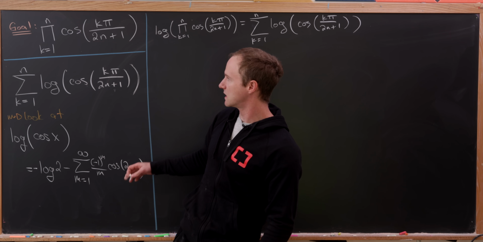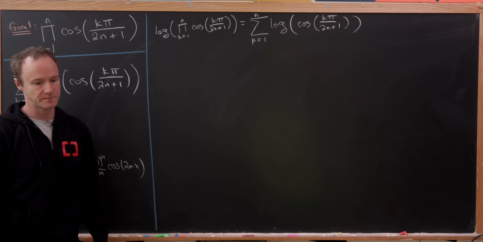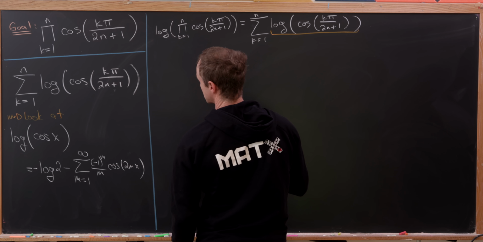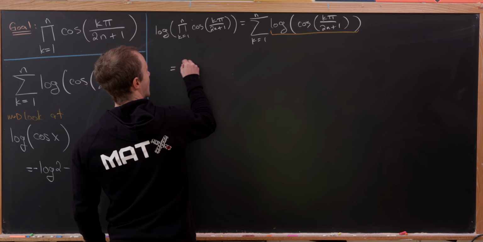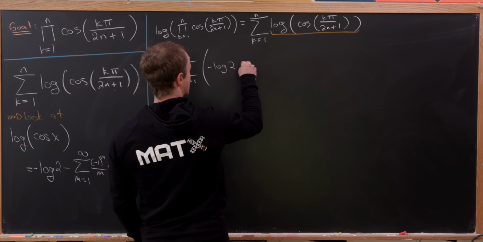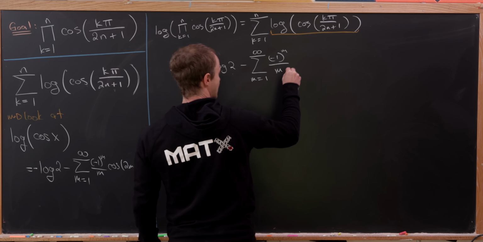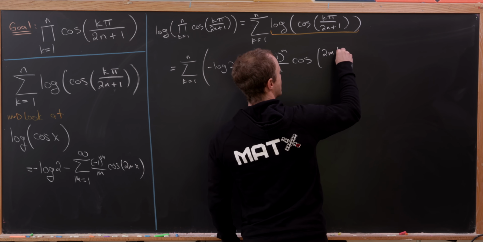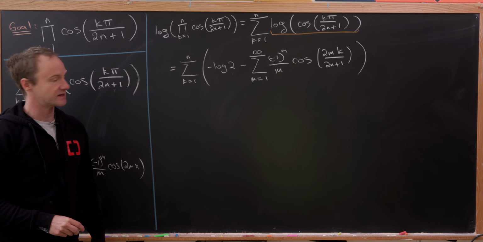Okay, so using this tool again, let's recall that we can take the logarithm of our goal product and it turns into the sum of those logs like we talked about before. And now I'll replace this log of cosine k pi over 2n plus 1 with this formula right here. So that's going to end up giving us the sum as k goes from 1 to n of minus log of 2, and then minus our sum as m goes from 1 up to infinity of minus 1 to the m over m, and then we'll have cosine of 2mx, but now x is that stuff in there, so that's going to be 2m k pi over 2n plus 1. So we've got something that looks like this.